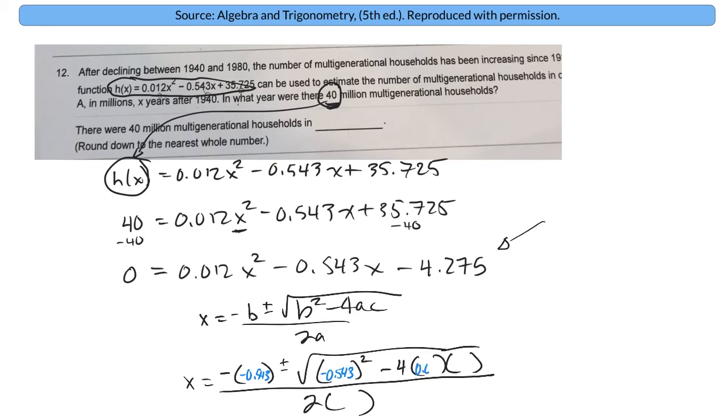So B is a negative 0.543, B negative 0.543, and when you put it in your calculator, putting brackets around is a good idea too. A is 0.012, C is negative 4.275, over A is 0.012. And then you can put that in your calculator, and for one go through, put a plus in, and for the next go through, put a minus. So you'll get two answers for that.